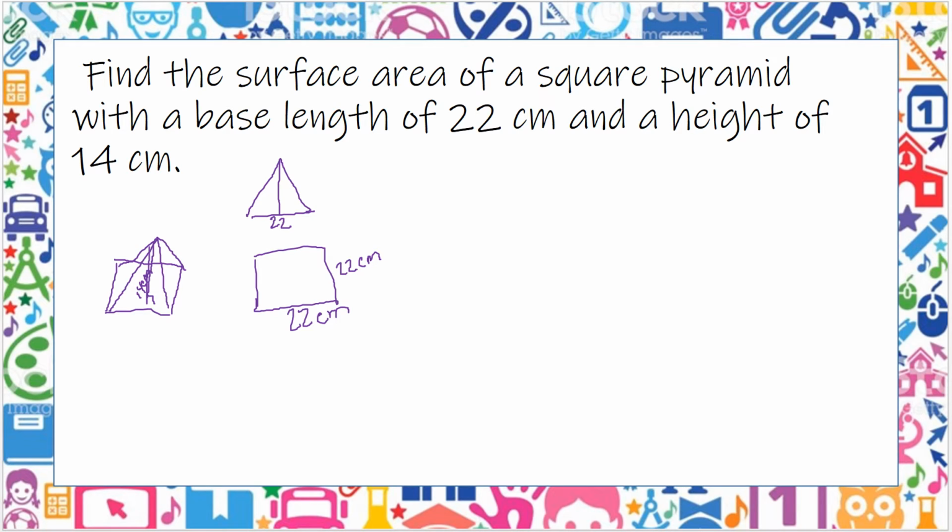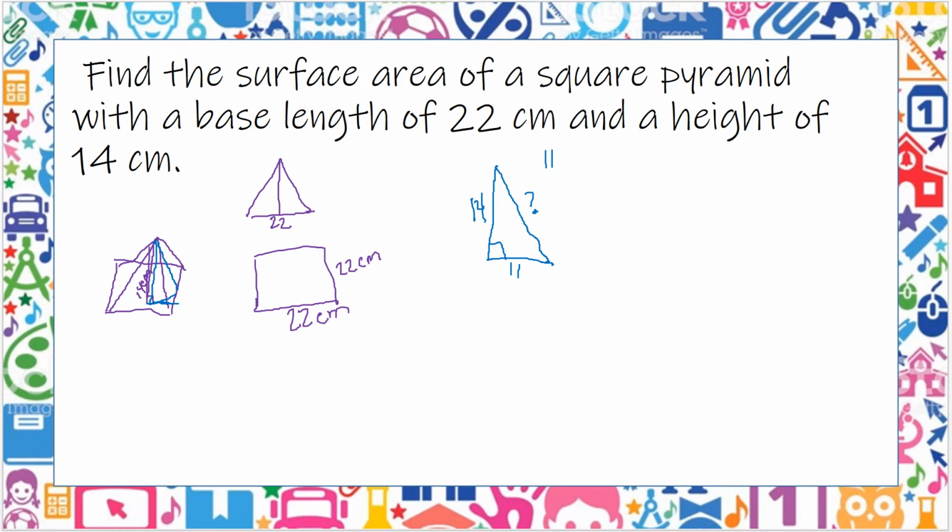The reason is because it shows us the height in the middle. We need to figure out what that triangle is, from the height across the bottom and then slanted with the side. So we know that this side is 14. The part that is part of the base across through there is half the length of that square. So half of 22 is 11. And we're going to find out what that hypotenuse is using the Pythagorean theorem.